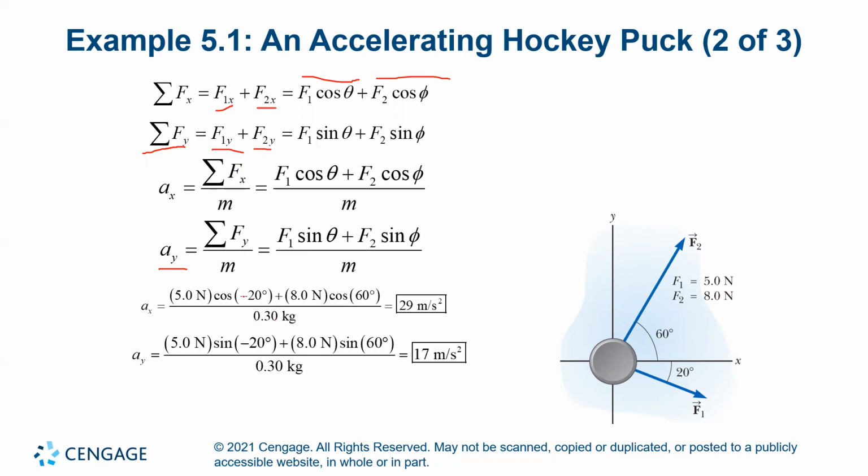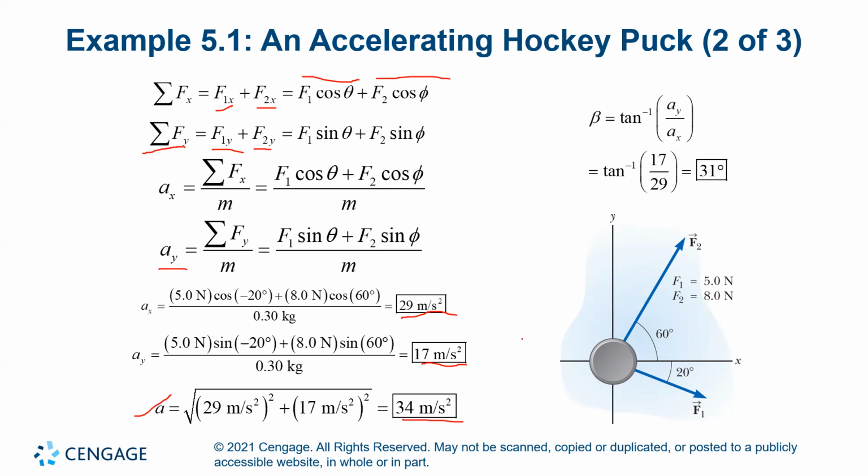When we substitute values, we find that the acceleration has an x component of 29 meters per second squared and a y component of 17 meters per second squared. If you use the Pythagorean theorem to get the magnitude of that acceleration, you get 34 meters per second squared. And if you use tangent theta, the formula to get the angle, you will find that the answer is 31 degrees above the x-axis.